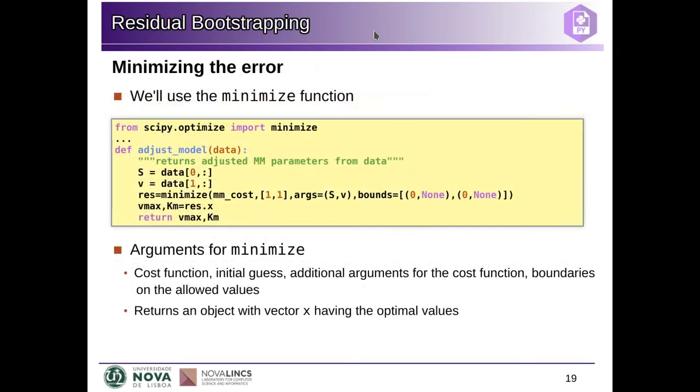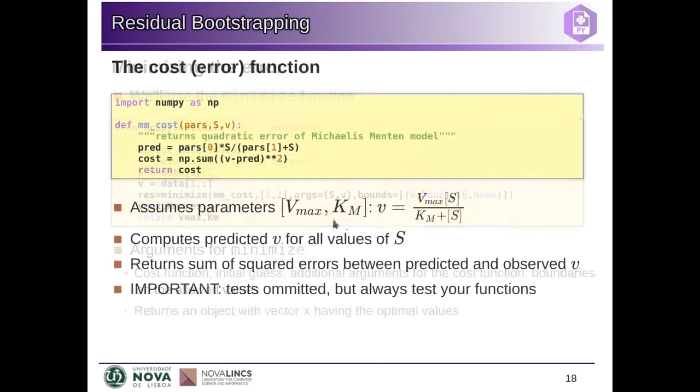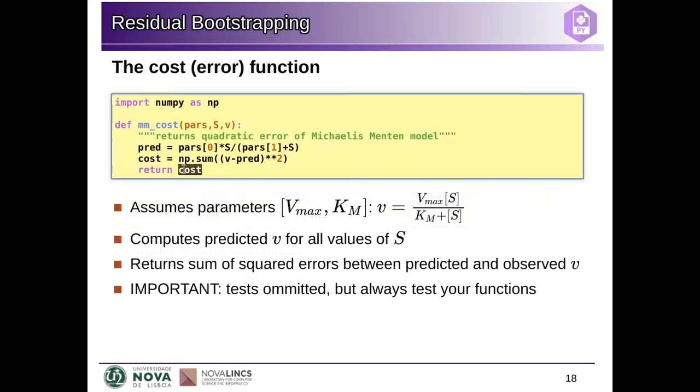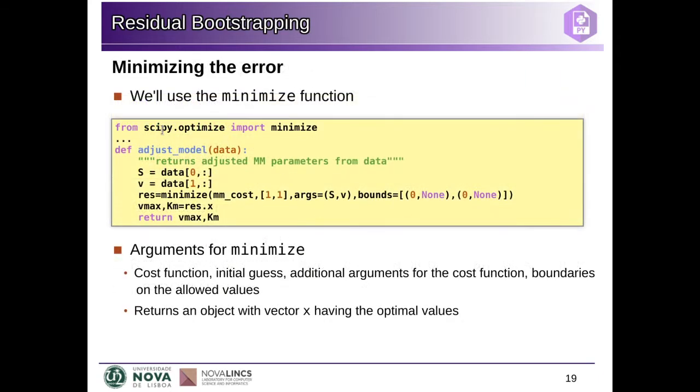And now we're going to compute the values of Vmax and Km that minimize this cost, so that minimize the difference, the quadratic error between the predictions and the experimental data. We're going to get from SciPy optimize this minimize function, and this minimize function is actually very powerful. There are lots of other things you can do with this, including second derivatives and so on. So I'm just going to show you a simplified version of using this.